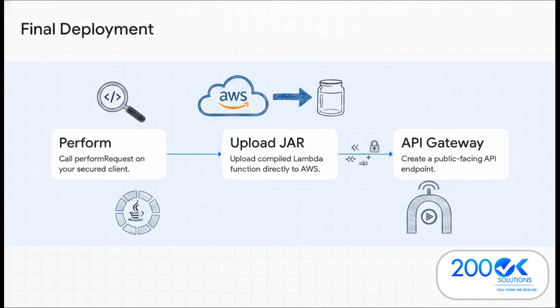Second, you compile the project and upload your packaged Lambda function jar files straight to AWS. And third, you create an API endpoint in Amazon API Gateway. This acts as the public-facing URL for your brand new Lambda function.